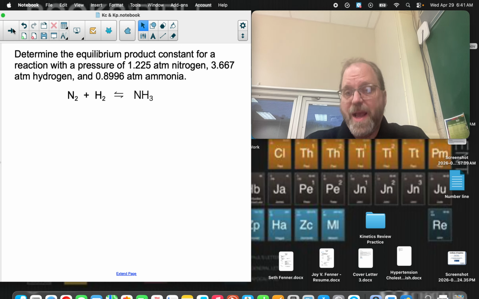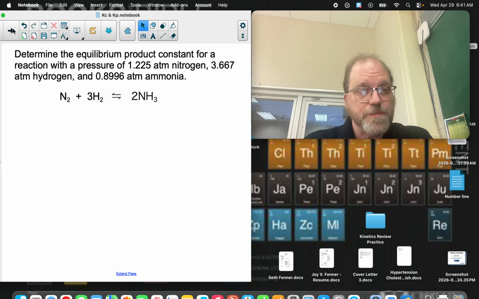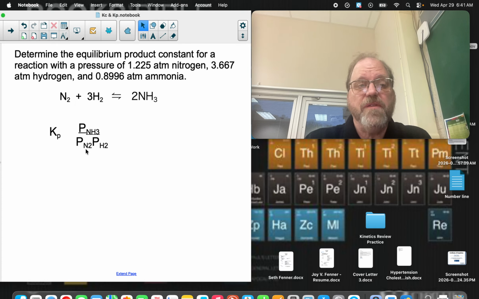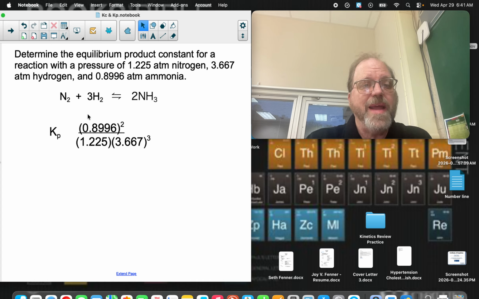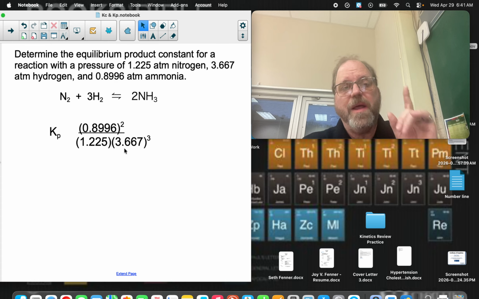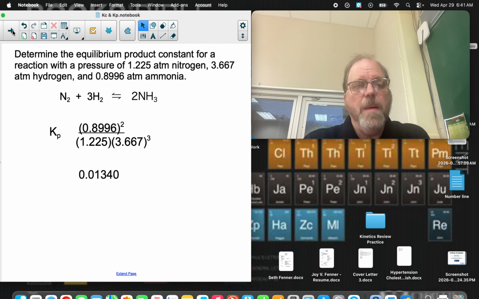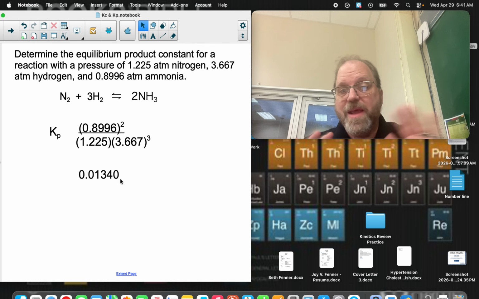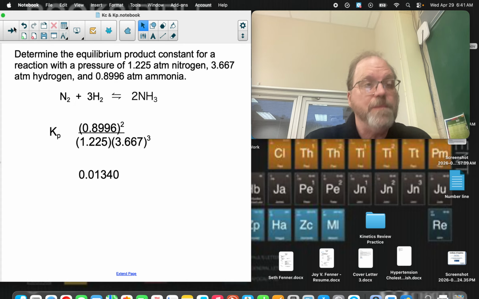So again, there's our reaction, and we balance it because it has to be balanced. So we're using pressures, so we're going to do Kp. Kp is going to be my pressure of ammonia divided by my pressures of nitrogen and hydrogen, and we're going to square the ammonia, and we're going to cube the hydrogen pressure because of the values we have. Plug our values in. We have 0.8996 squared, divided by 1.225, divided by 3.667 cubed. When I do that, I get 0.01340. And remember, K's do not have any units. They're just a number.